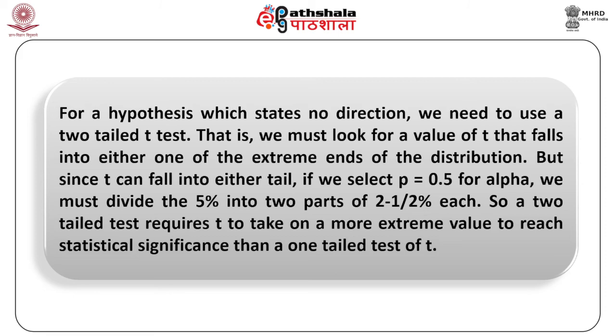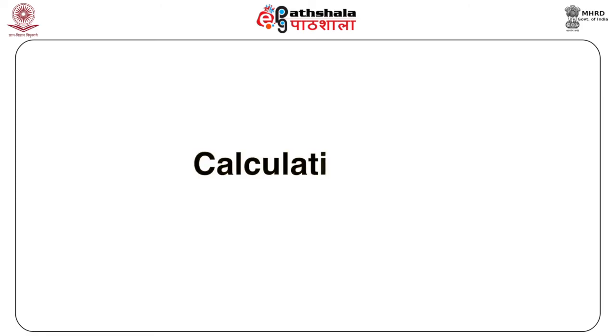That is, we must look for a value of t that falls into either one of the extreme ends of the distribution. But since t can fall into either tail, if we select p equals 0.05 for alpha, we must divide the 5% into two parts of 2.5% each. So, a two-tailed test requires t to take on a more extreme value to reach statistical significance than a one-tailed test of t. Calculation of t.